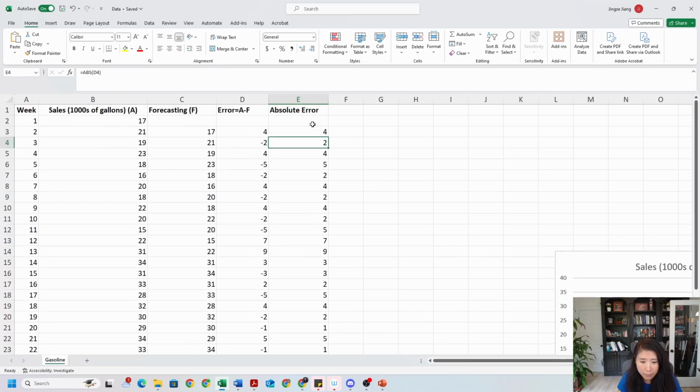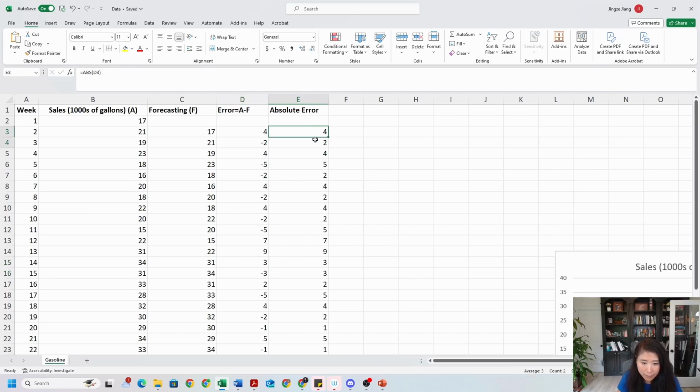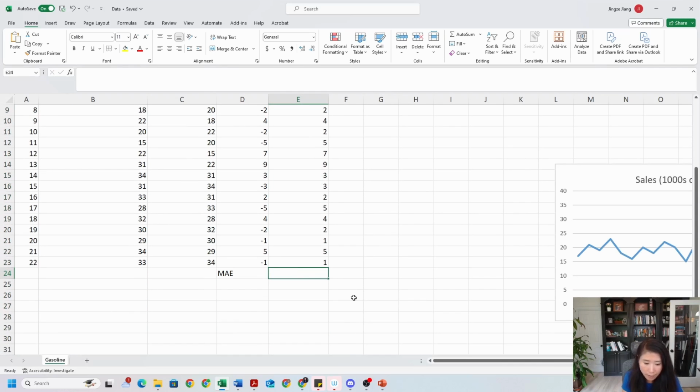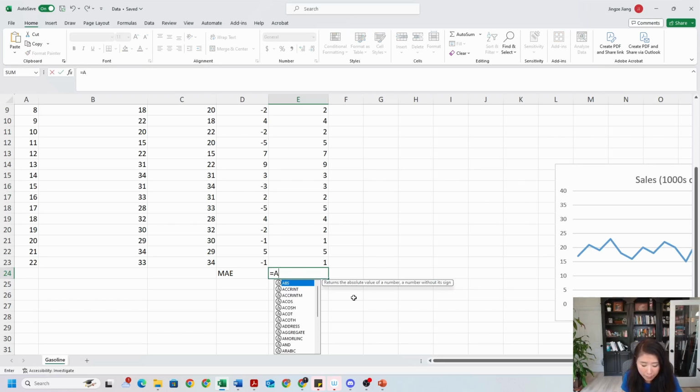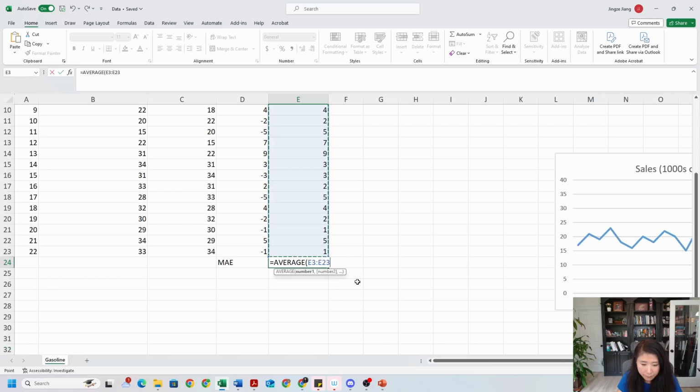Now after we got our absolute error for each period, we need to calculate the mean absolute error. Basically, we are trying to calculate the average of my absolute errors here. We are using the function called AVERAGE. So we type equals average, then parentheses, select the values we have, and close the parentheses. Now I can push enter. So my MAE is equal to 3.61.